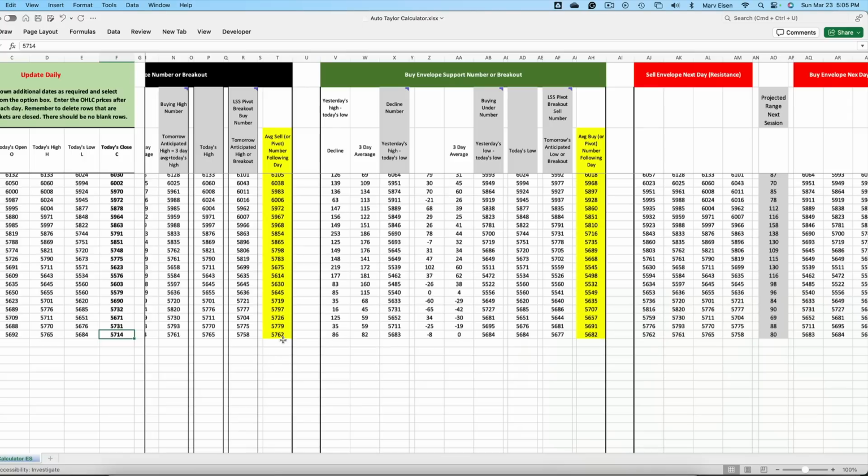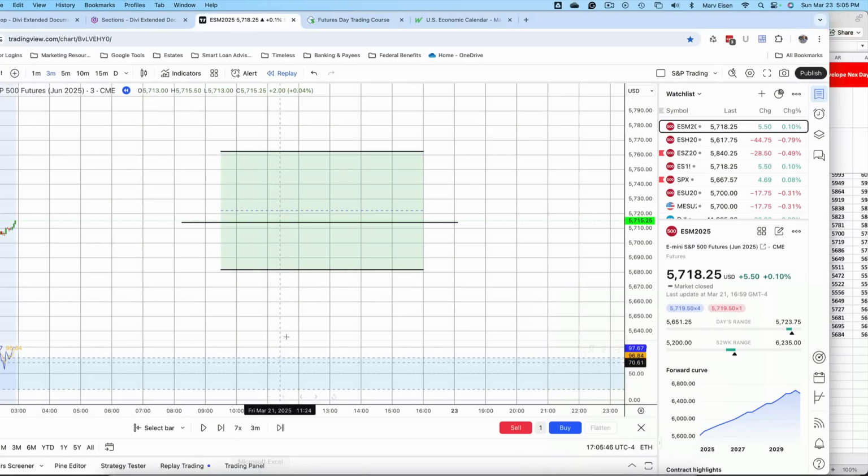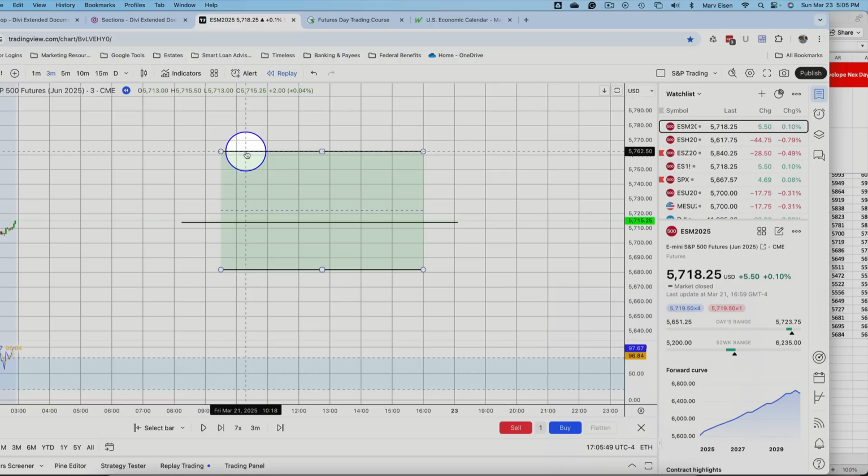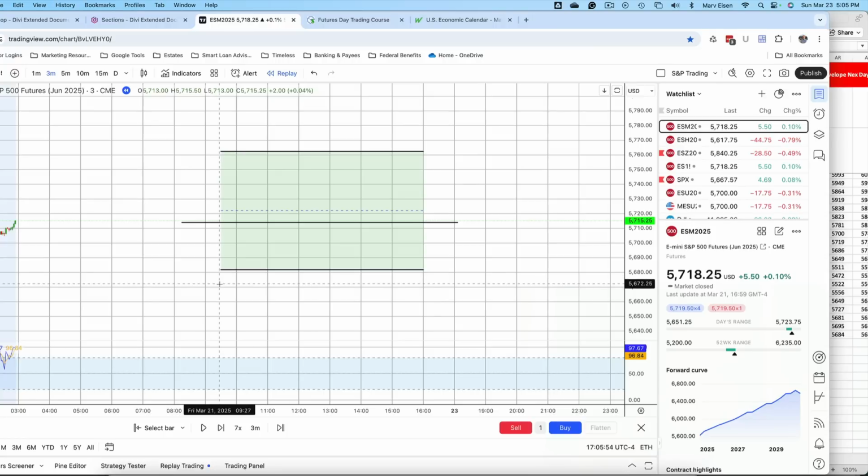And that was the resistance number, 5762, the support number, 5682, okay? 5762. Support 5682. And I drew that out on my chart, okay? 5762 up here, 5682 down here. And I drew this rectangular box, and you're looking at my TradingView chart, and I like TradingView. My broker is not TradingView, it's TradeStation, but I don't like the TradeStation charts. I like TradingView. You can use whatever charting service you like, but this is TradingView.